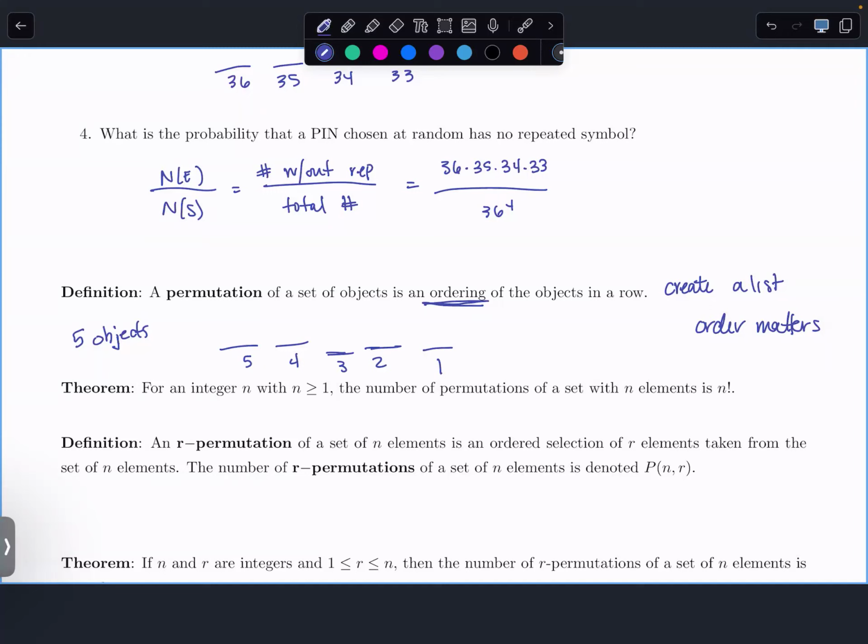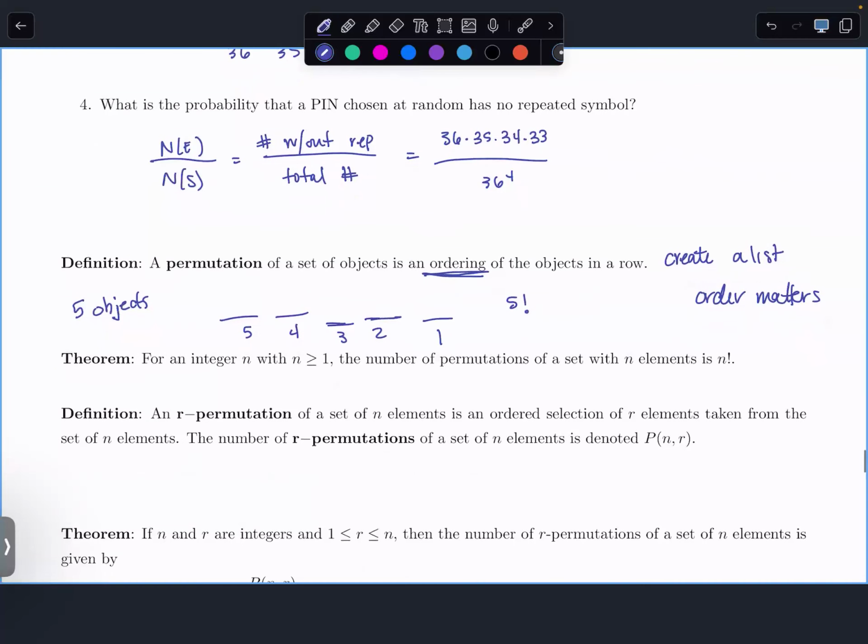Yes, because we're people, right? So we're not going to repeat. We're going to be in one spot in the line. Once we appear in that one spot, we're not going to appear again. This is 5 factorial. For an integer n with n bigger than or equal to 1, the number of permutations of a set of n elements is n factorial.